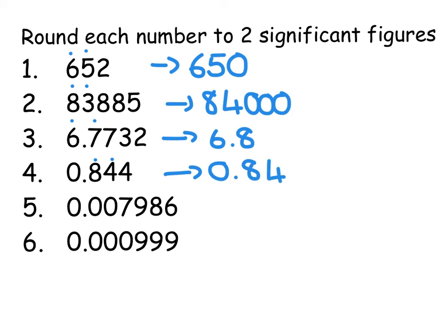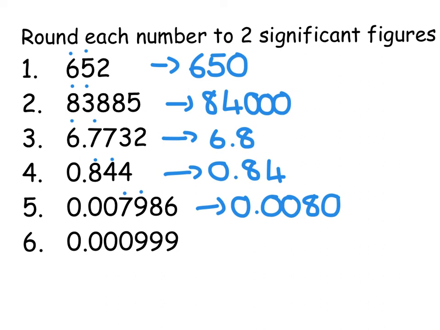Okay, the one with the 7986. So we're going to keep the 79, but the 8 is going to make that go up. So it might be easier to think of it as 79. 79 would go up to 80. So that would be 0.0080. Now you might just be tempted to leave that as that, but that's only got one significant figure. So we have to put the 0 back in. Okay, and it's 0.0080. And because they wanted 2 sig fig, that's why that extra 0's on the end.